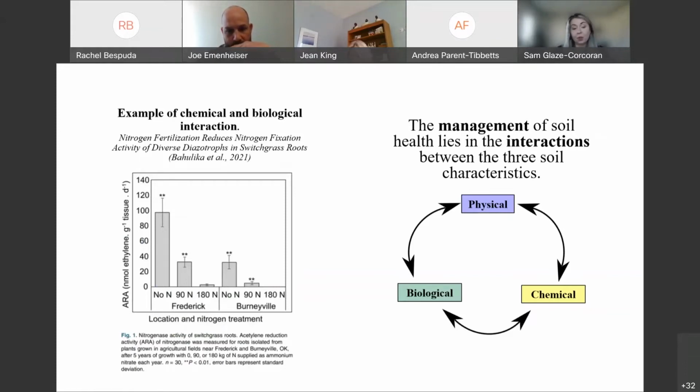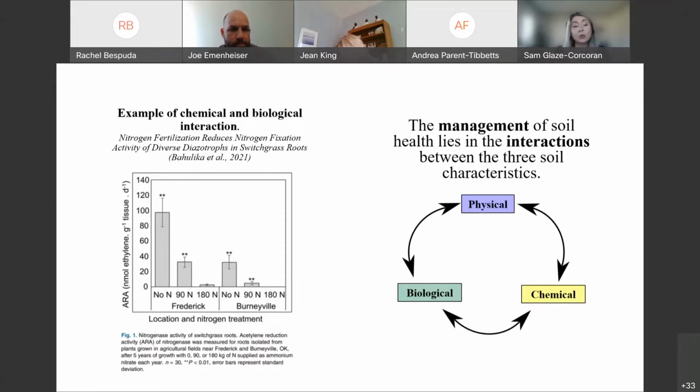So that's a little esoteric, but here's an example of biological and chemical. In this study, there were 2 research sites. One is Frederick, one's Bernieville. And what they wanted to know is, if we apply nitrogen fertilizer, how does that affect our nitrogen fixing microbes in the soil? So we know that we have a variety of microbes that can take nitrogen from the atmosphere, put it in the soil, and make it available to plants.